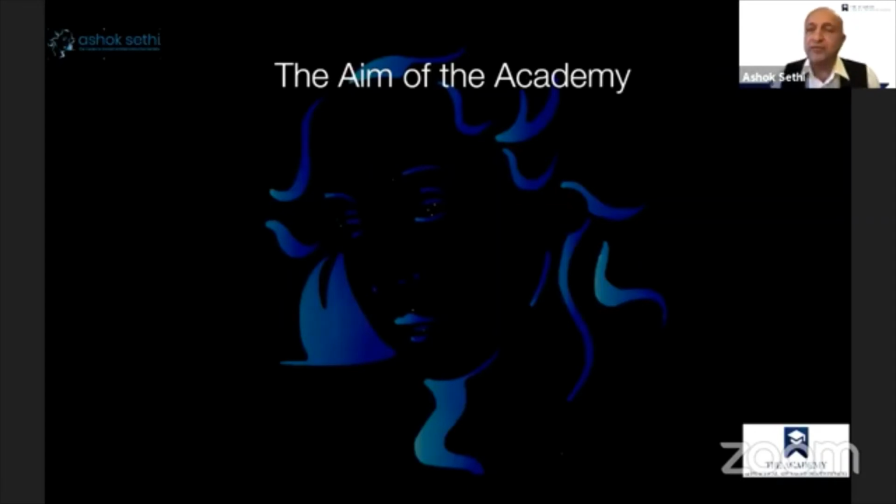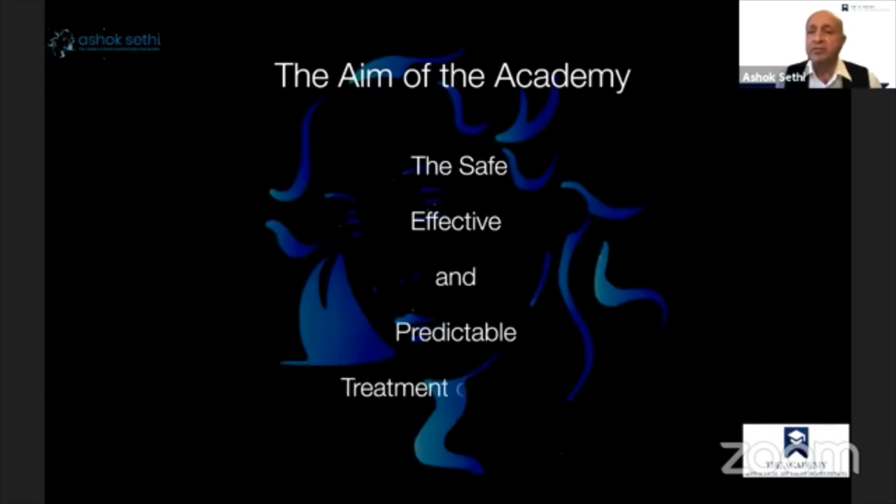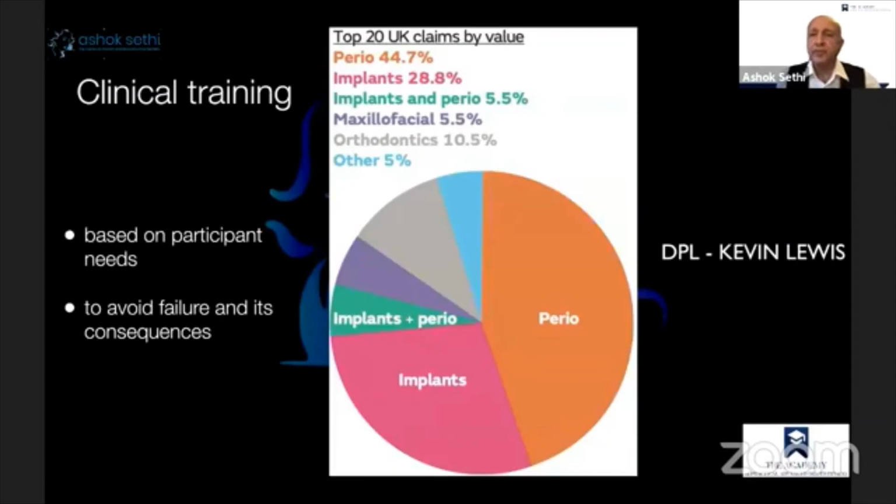The aim of this course, of the academy actually, is to train you. And what we want you to be able to do is to carry out whatever treatment that you do very safely. It's got to be effective. In other words, whatever you plan to do, you've got to have an outcome that's the one you wanted. And it's got to be predictable, completely predictable. And because we're dealing with treatment of patients, we need to be sure that the outcome is what we planned.